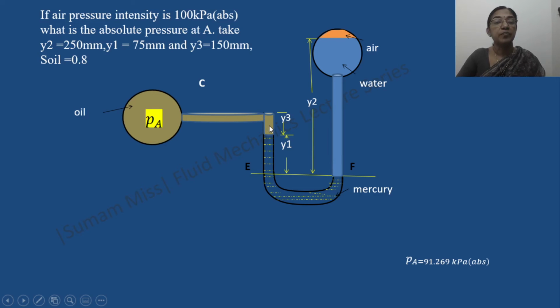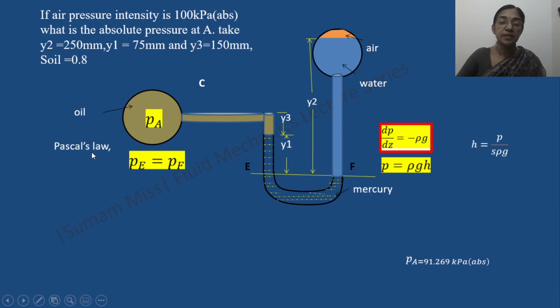So here we are going to find out the pressure at this point. This flowing fluid is oil. At the right limb, the flowing fluid is water, but upper side some air is trapped and this air pressure is given to you. We have to determine the absolute pressure at A. So the two criteria to be considered is, one is Pascal's law and other is hydrostatic law. So based on Pascal's law, P equal to Pf, and based on hydrostatic law, that is P equal to rho gh, or H equal to P by S into rho g.